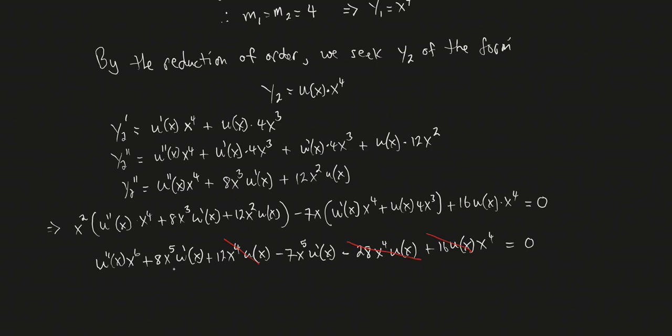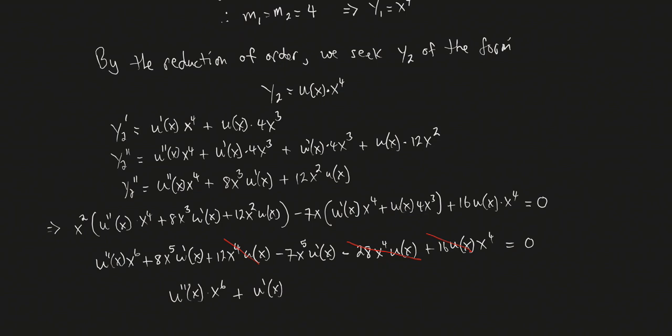What else happens? Well, not much. We have a pair of terms with the x to the fifth power, a positive 8 here and a minus 7 there. And then we only have one term that has an x to the sixth. So we're going to have u prime of x times x to the sixth, and then we have plus u prime of x, right?